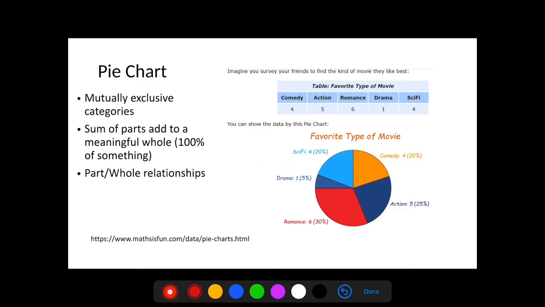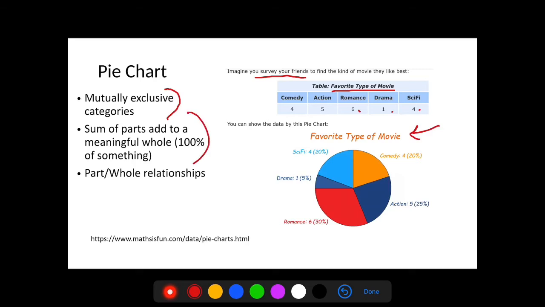Some of the mistakes that people make are they don't have mutually exclusive categories. In this case, we have an example where there's a survey of friends about their favorite type of movie, and then we have an appropriate pie chart here. Mutually exclusive means that every friend had to pick one movie type, so one friend did not show up in multiple categories. So they were mutually exclusive.